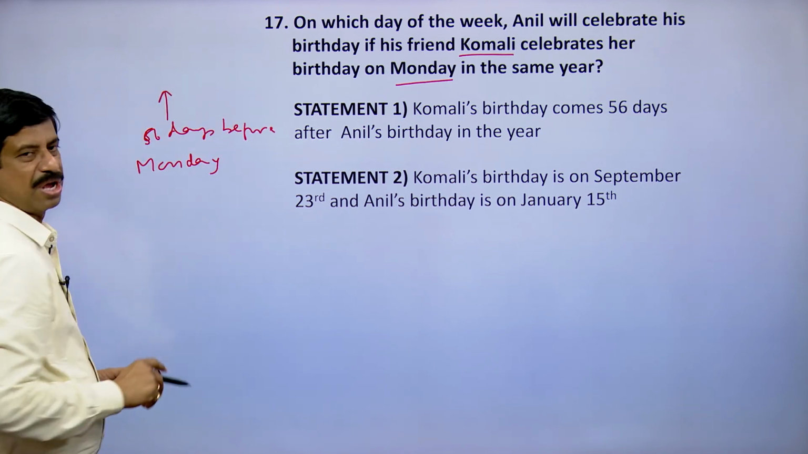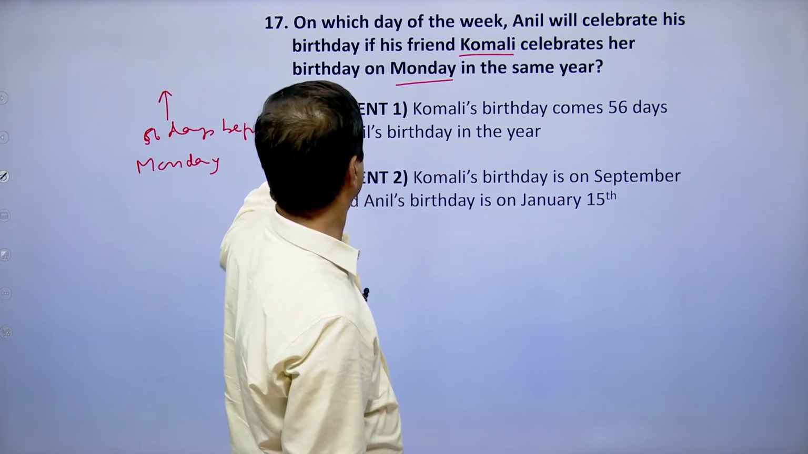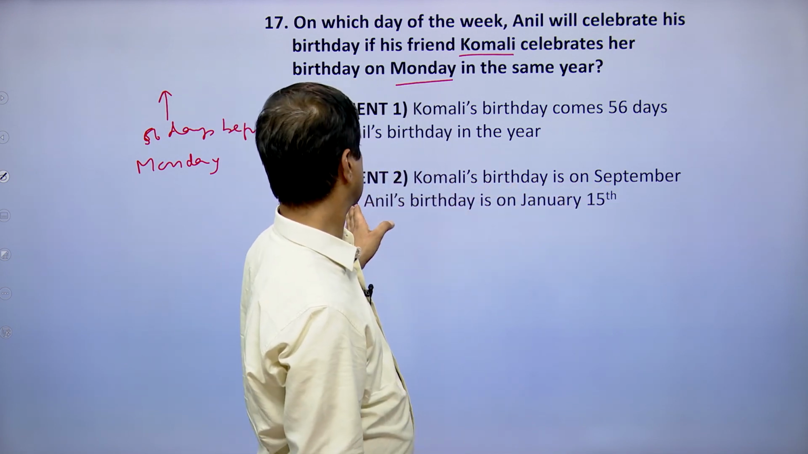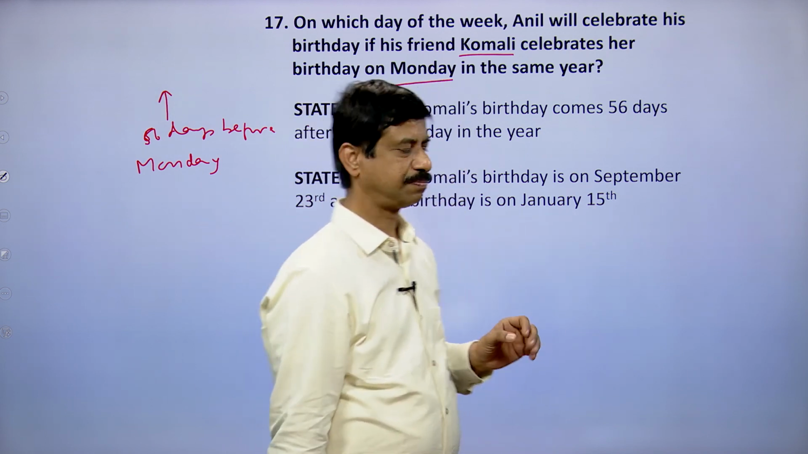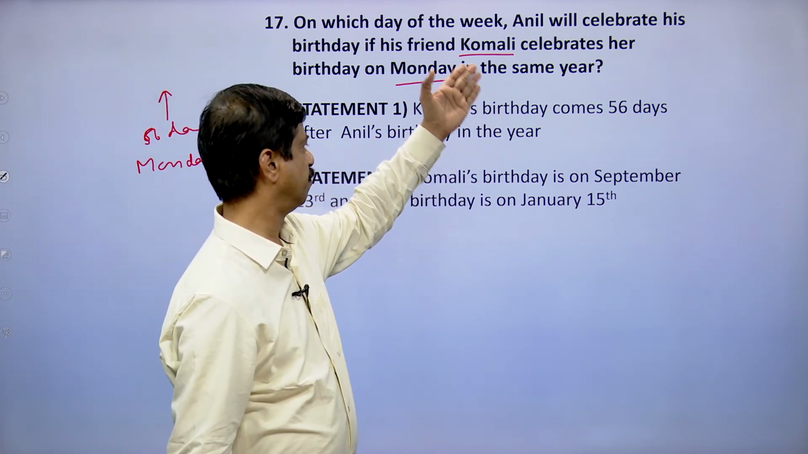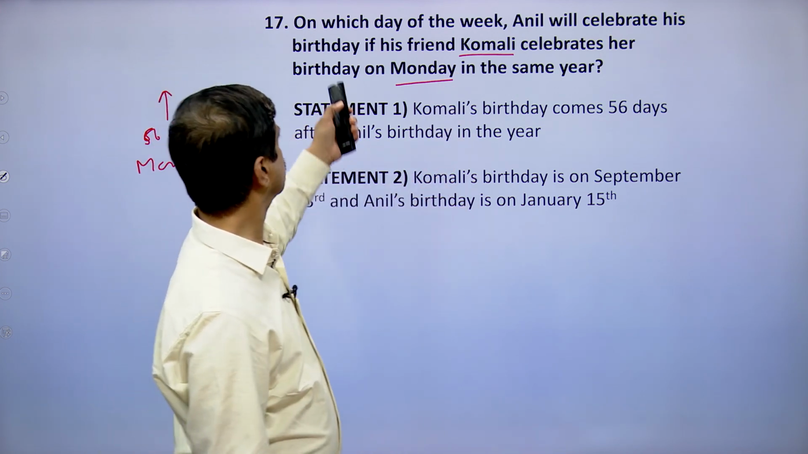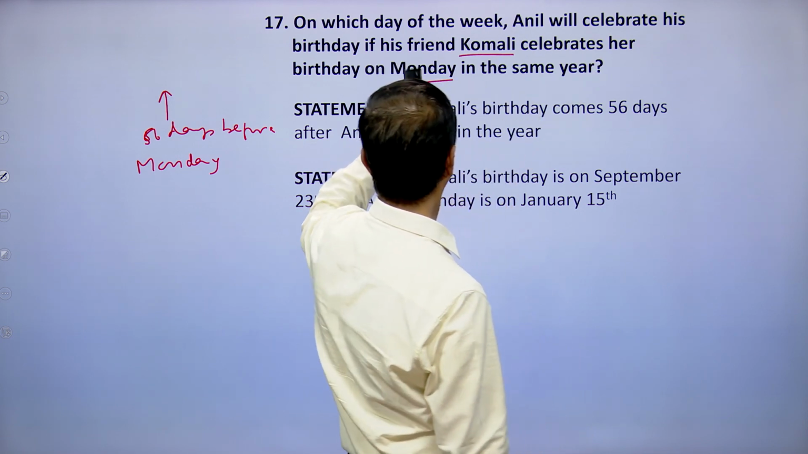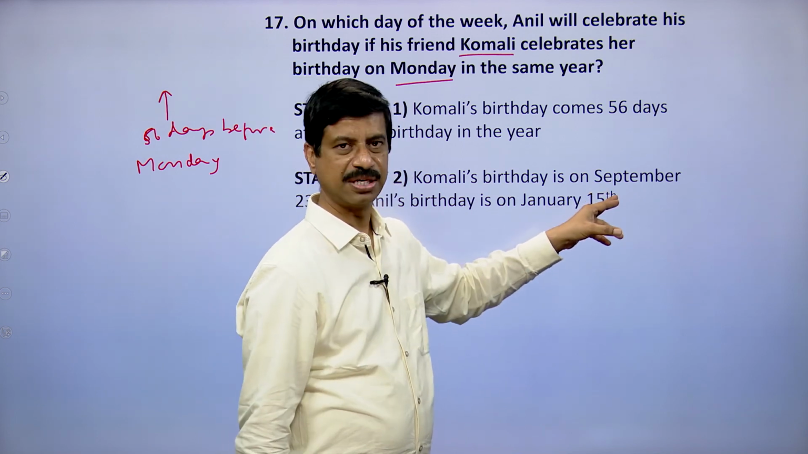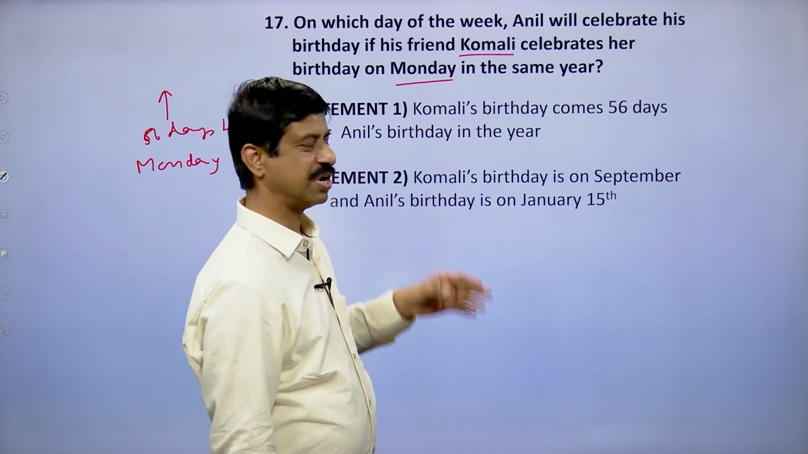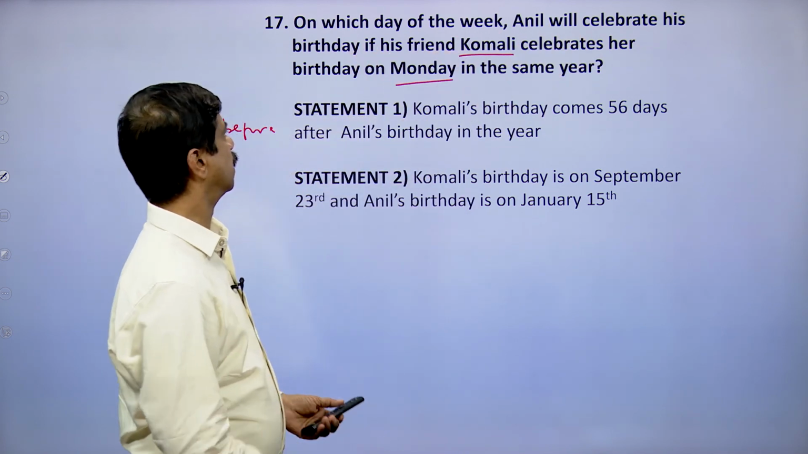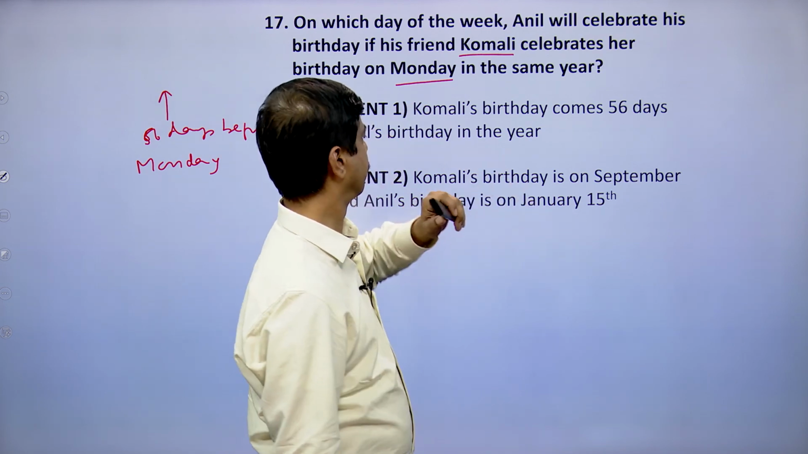It is some day of the week that we can tell. So the day of the week we can tell, but can we tell the date? That is important. Statement 2: Komali's birthday is on September 23rd and Anil's birthday is on January 15th. So, January 15th to September 23rd, will it be 56 days before? No. On which day of the week will Anil celebrate his birthday? This is sufficient for us to tell the weekday of January 15th and the weekday of September 23rd.